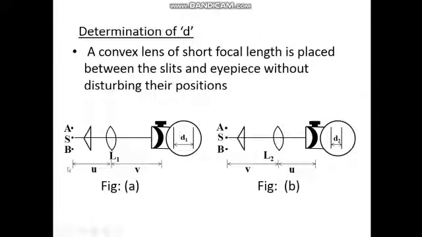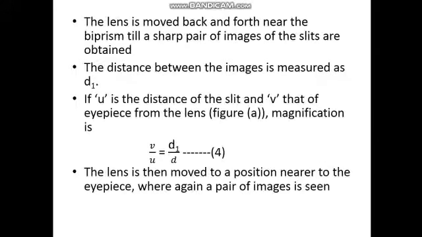If u is the distance of the slit from the lens and v the distance of the eyepiece from the lens, then the magnification v by u is equal to d1 by d.